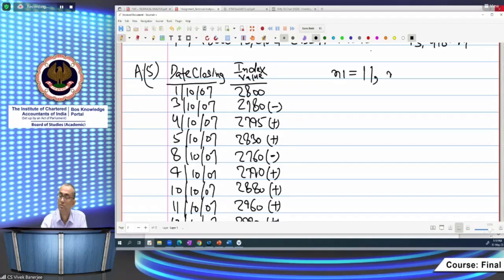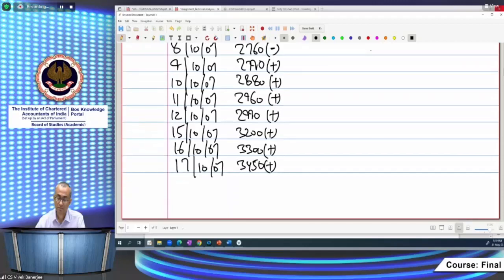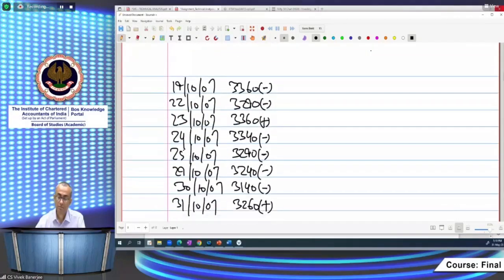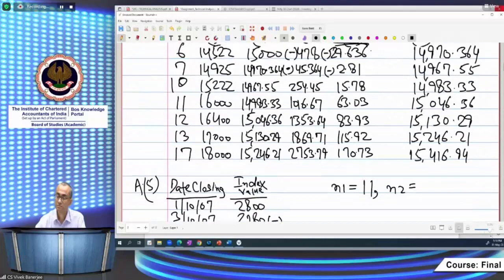And N2 is the negative signs. What are the negative signs? 1, 2, 3, 4, 5, 6, 7, 8. So there are 8 negative signs, which means the index values have decreased. Now calculate the number of runs.